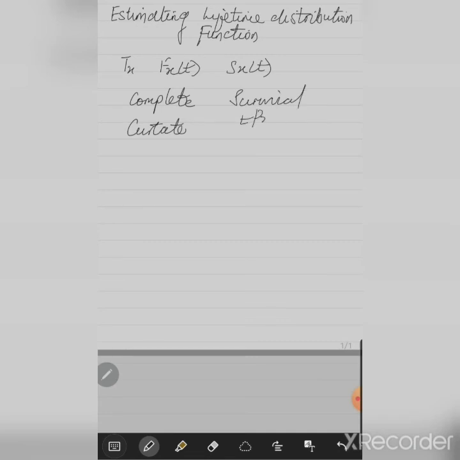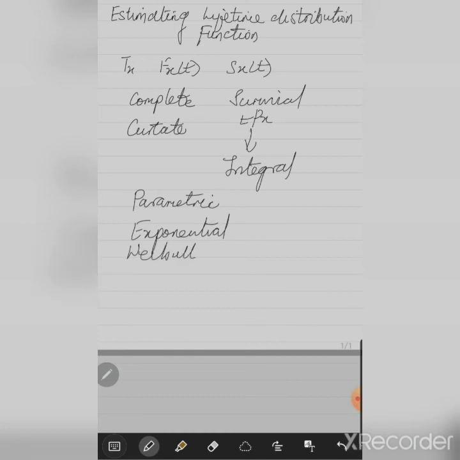which is tpx, we also used some integral-related formulas, and looked at various parametric models, where we assume that the hazard function follows, let's say, an exponential model, or a Weibull model, or a Gompertz law or the Makeham law, or some Gompertz-Makeham family distribution.